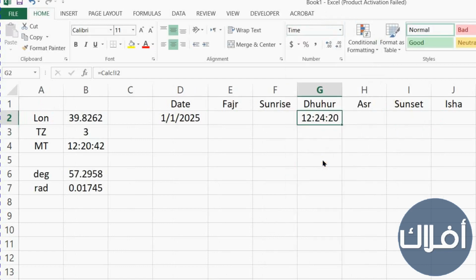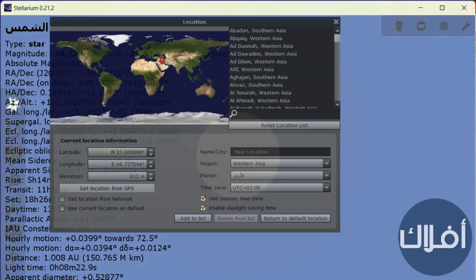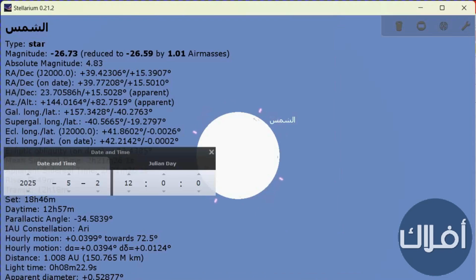Now, if we compare this to Stellarium, which is a good application, first let's change the location. We'll put the latitude of Mecca, which is 21.4225, and this will not affect the calculation. The longitude is 39.8262 east. Now we'll change the date to 2025, month 1, day 1.